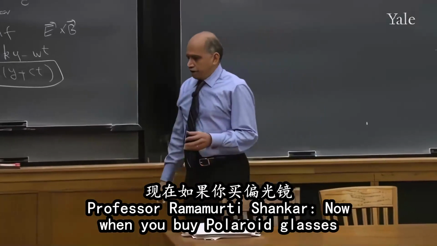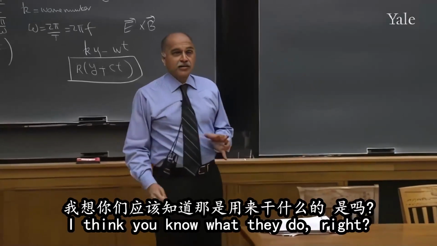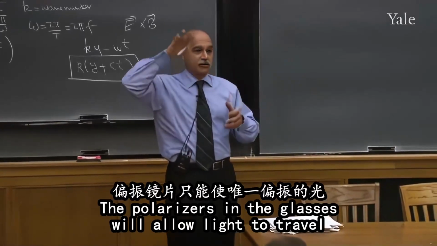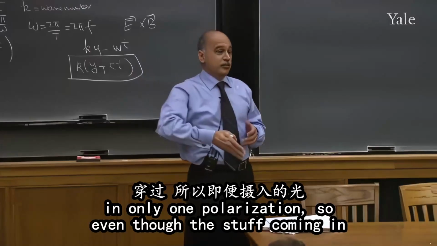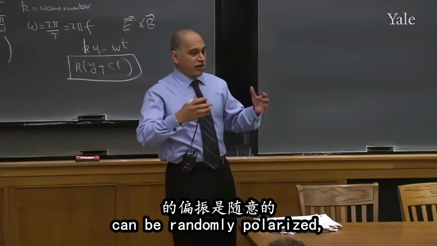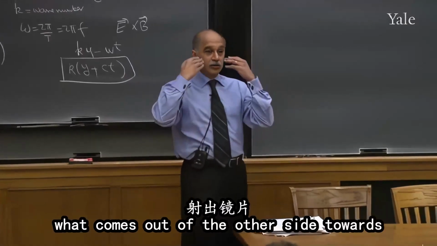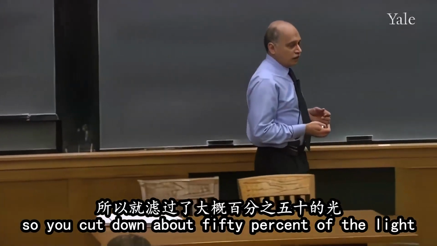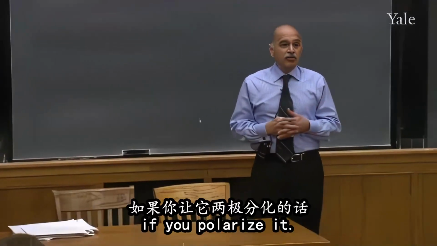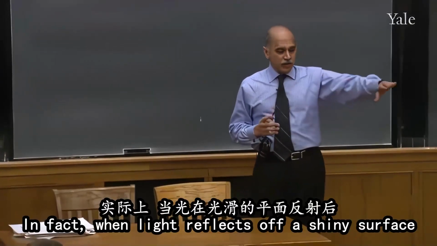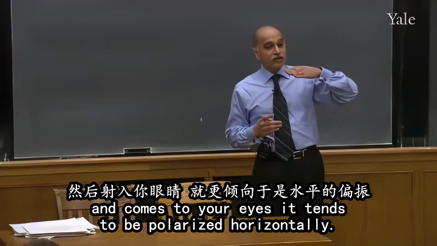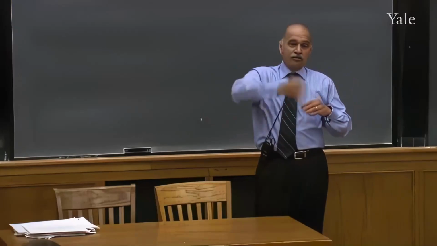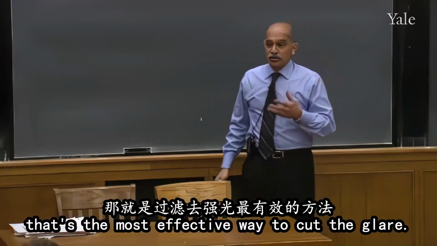Now, when you buy Polaroid glasses, I think you know what they do, right? The polarizers in the glasses will allow light to travel with only one polarization. So even though stuff coming in can be randomly polarized, what comes out on the other side towards your eye is pointing only one way. So you cut down about 50% of the light if you polarize it. In fact, when light reflects off a shiny surface and comes to your eyes, it tends to be polarized horizontally.